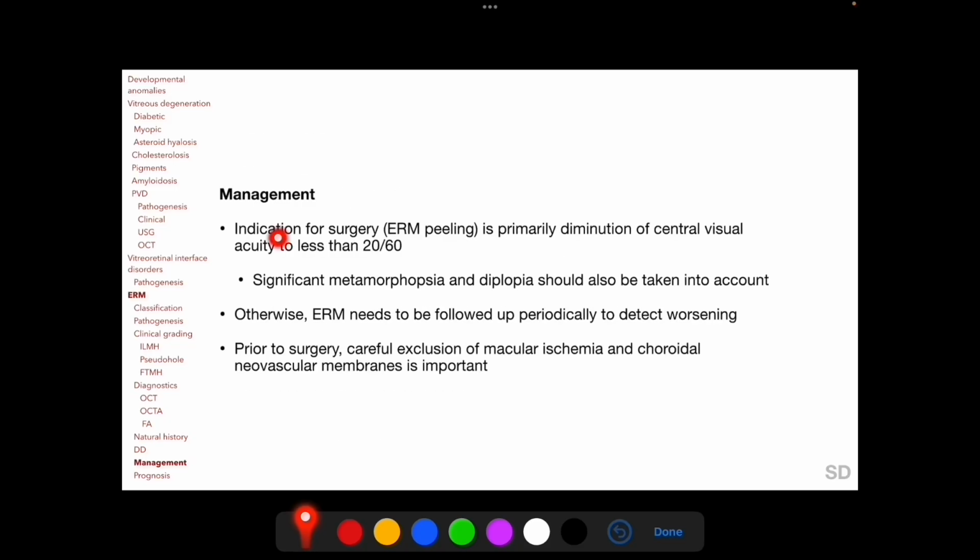Indication for ERM removal is primarily diminution of central visual acuity to less than 20/60, and this is important to remember. Significant metamorphopsia and diplopia should also be taken into account when deciding for surgery. Otherwise, ERM needs to be followed up periodically to detect worsening over time.